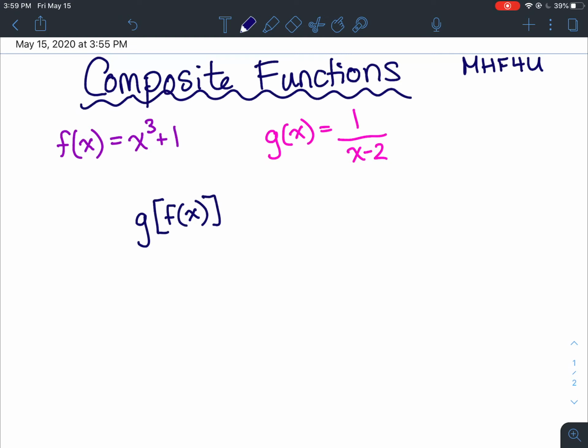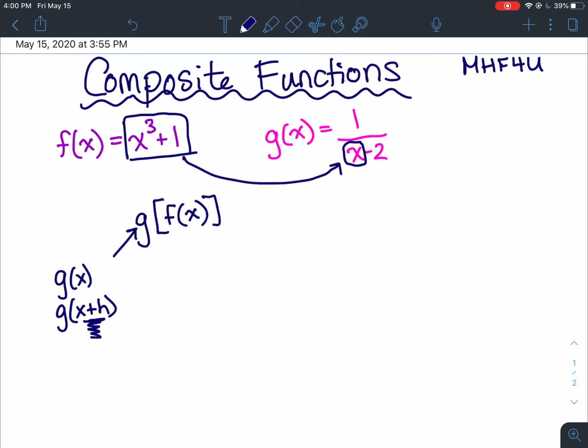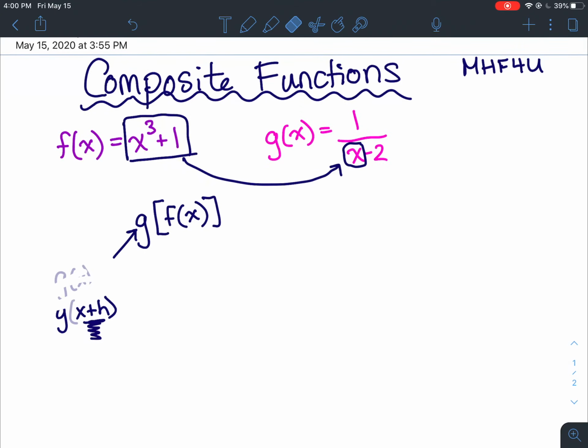You know how normally we would write g of x, or when we did limits, sometimes we'd write g of x plus h, or something like that. This is like your input. It's your x value. That's what goes in your equation. So g of x is 1 over x minus 2. Well, if you now put a function in that input, that basically means that anywhere you see an x in g of x is going to be replaced by the function f of x. It's going to take the place of x. Kind of crazy, but here's what it would look like.